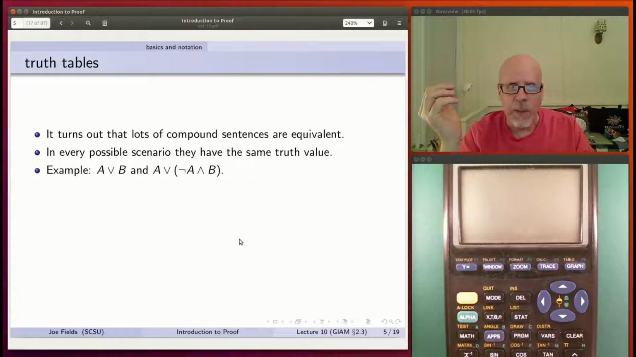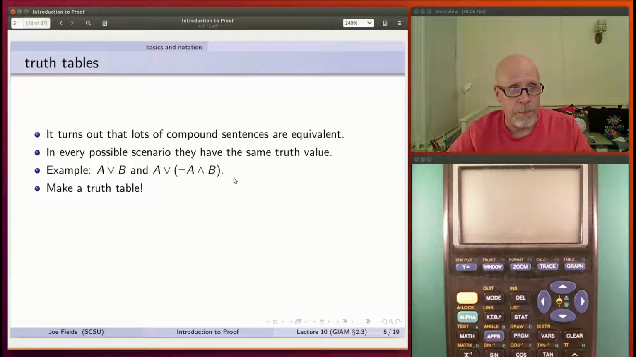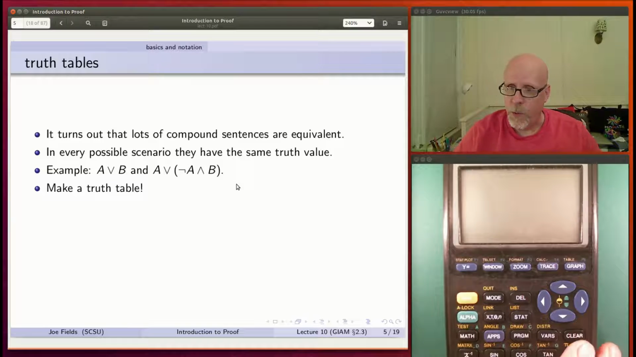Feels like it couldn't be, right? You've got more stuff there. There's an or and an and. On the left, it's just an or. There's a not A in there somewhere, whereas this one doesn't have any not A's. But well, we should check it out. How do you do that? We'll make a truth table.